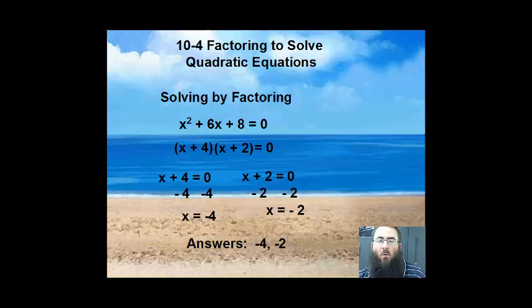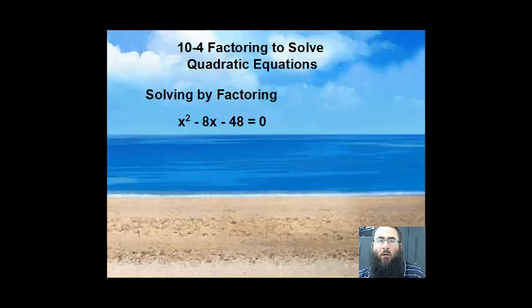A little back and forth there, and then you've got negative 4 and negative 2. All right. See if you can do this one on your own. X squared minus 8x minus 48 equals 0. So pause the video. Take a second to figure out if you know what the two roots would be.